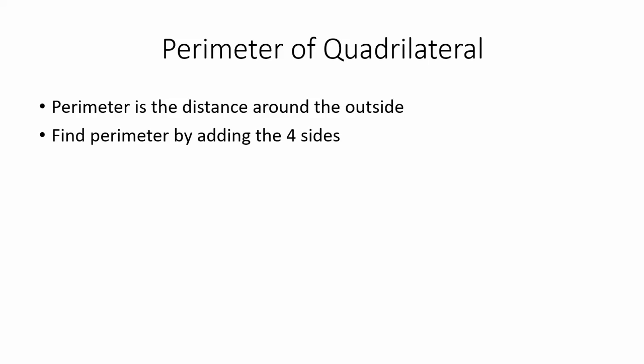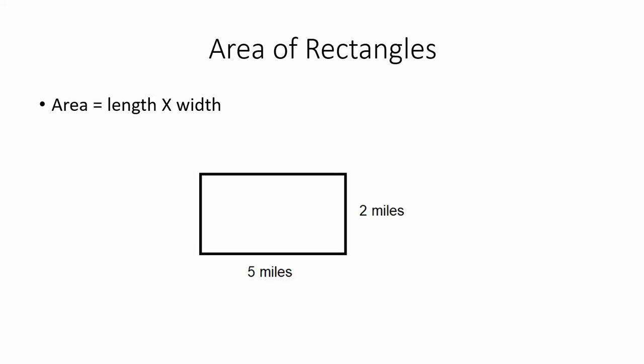For area, we have a different formula based on the type of shape. For the area of a rectangle, we multiply the length times the width. It doesn't matter which one you call the length and which one you call the width. You're just going to use each of them once. So I could put the length as 5 and the width as 2. So that means to find the area, I would take 5 times 2. 5 times 2 is 10.